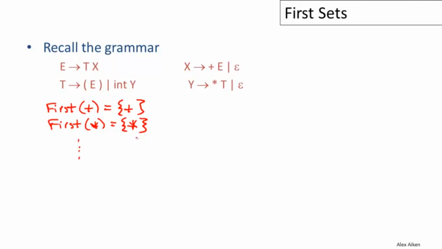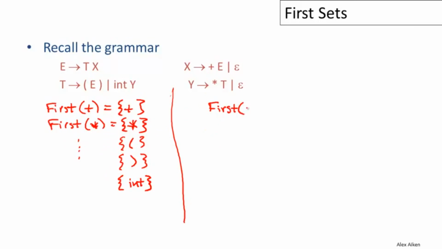And this is not worth writing out. So the first of open paren will be just open paren. The first of closed paren will be just closed paren. And I think that is all. No, we have to do int as well. All right, so these are the first sets for the terminal symbols. And now let's look at something more interesting. Let's talk about the first of the non-terminal symbols.